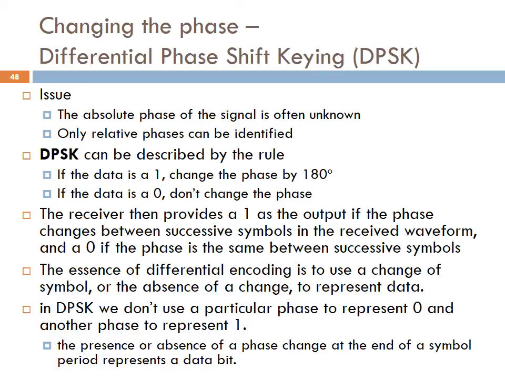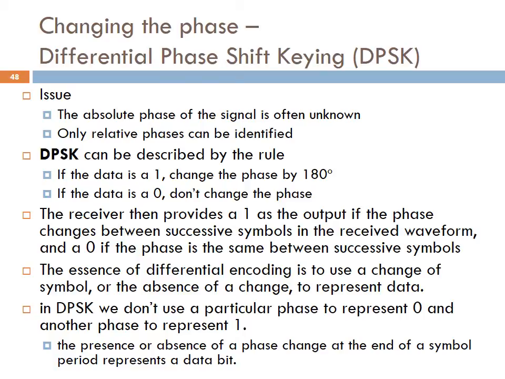Another variety of phase shifting is differential phase shifting, DPSK. The issue is that the absolute phase of the signal is often unknown. Only relative phases can be identified. So DPSK can be described by the rules: if the data is 1, change the phase by 180 degrees, and if the data is 0, don't change the phase.